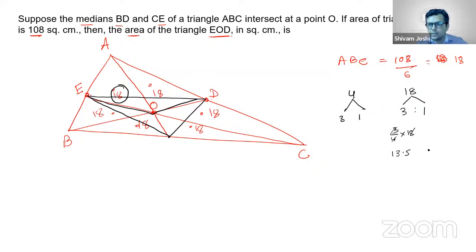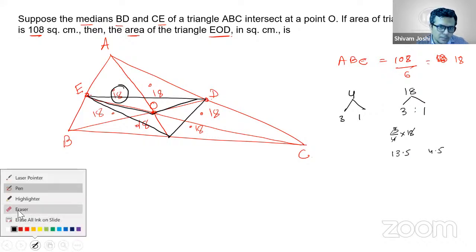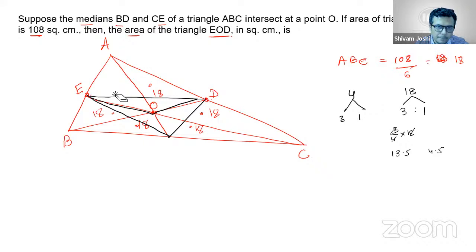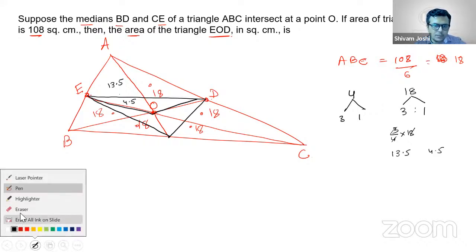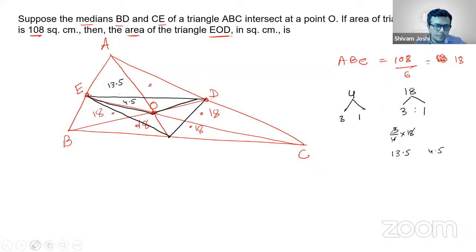And the remaining is what? 4.5. So this 18, I can write it as 13.5, 4.5. Same way with this one, 13.5, 4.5. Can you now answer what is EOD? EOD is 4.5 plus 4.5, that is going to be 9.